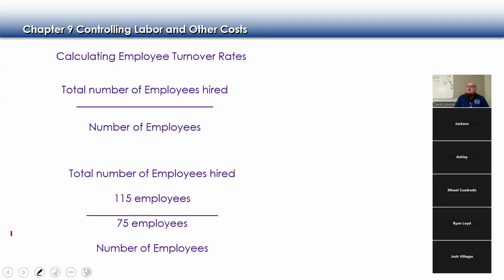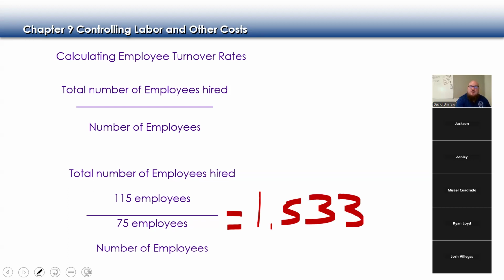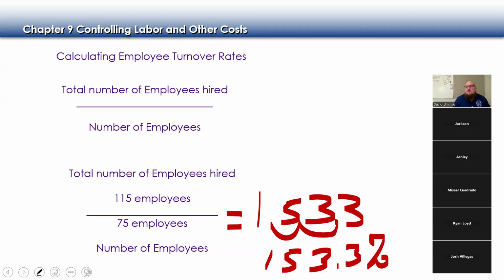Okay. And so in this case, we had 115 employees hired. And in our operation, it takes us 75 employees to be fully staffed. So 115 divided by 75 is 1.533. So that means move that decimal place over, and that's a 153.3% turnover rate. Okay. At 153% turnover rate.